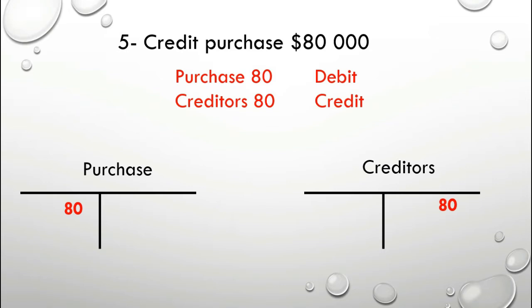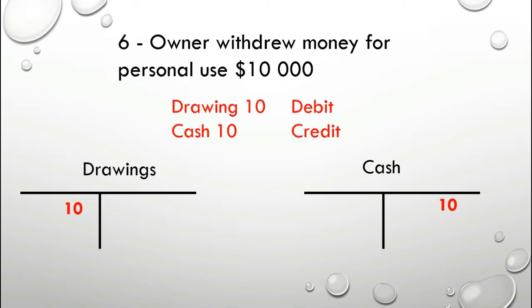Next one, owner withdrew money for personal use 10,000. Here they are talking about drawings. So cash is going out of the business. Cash is an asset. When asset is going out, asset is reducing. Reduction in asset is always credited. So we can go to the cash account and credit 10,000.